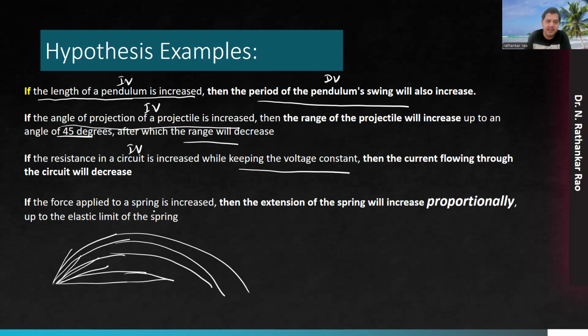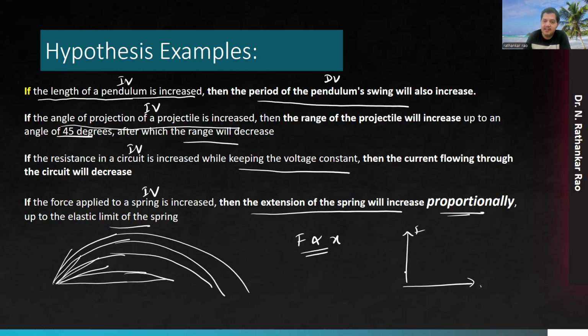Then if the force applied to a spring is increased, once again this is your independent variable, the extension of the spring will also increase proportionally. Now you have put a relationship also, right? You say that force is proportional to x over here, up to the elastic limit of the spring. Why do I highlight this one? It means that if you plot a graph of F versus x, you will get a straight line passing through the origin. So that is where proportionality should come.